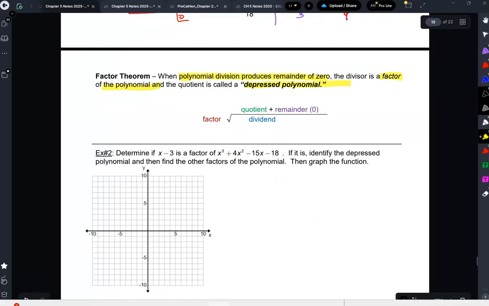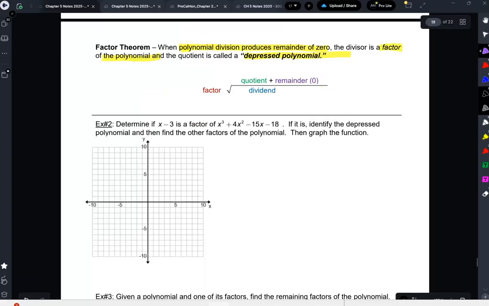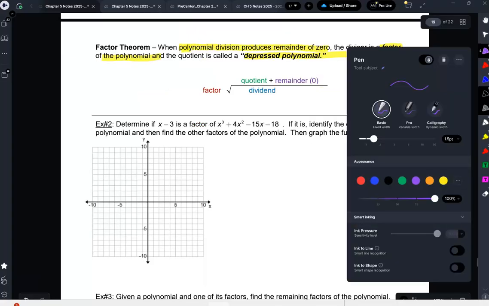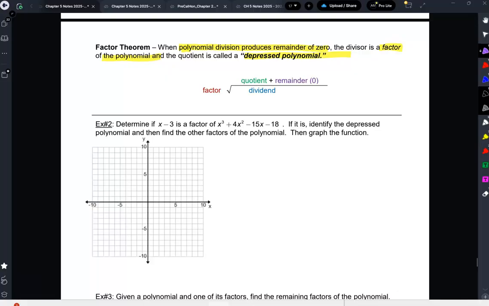All right. So here, determine if x minus 3 is a factor of this. So, okay, if I wanted to find if 7 is a factor of 24, I would try to divide, and if I don't get a remainder, then it's a factor, right? So to do this, first, I'm going to have to divide this. So let's do that. So we have x minus 3, which means x equals 3. So let's do this division.